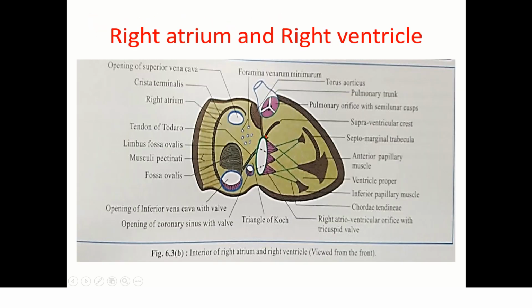See here, this is the supraventricular crest, which is an example of a ridge, and this is the septomarginal trabeculae, which is an example of a bridge. It is bridging the septum to the papillary muscle. And these papillary muscles are examples of the pillars: ridge, bridge, and pillars.